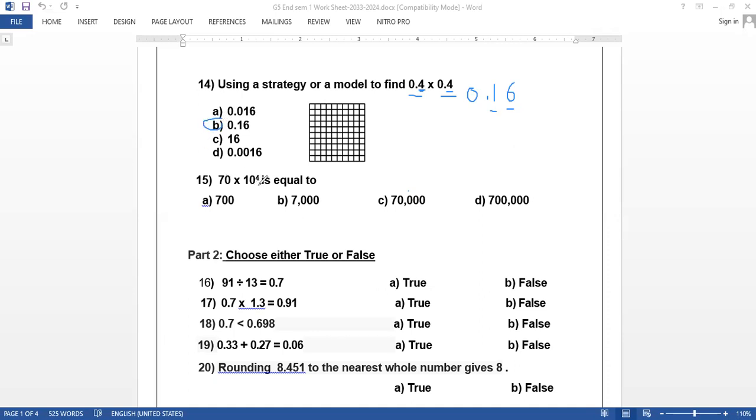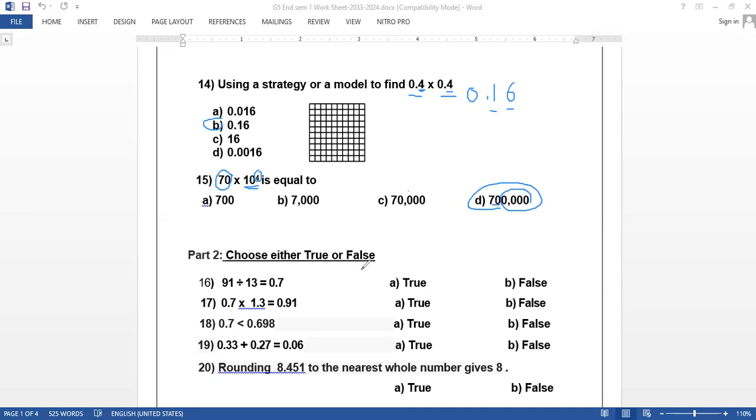70 multiplied by 10 power 4. Guys, this power of 10, 10 power 4 means 10,000. So I look at the exponent. The exponent is 4. So I need to add 4 zeros to this number because it's 10 power 4. Just add 4 zeros to 70. So the answer will be 700,000. These 4 zeros that I add, and it was 70 here.